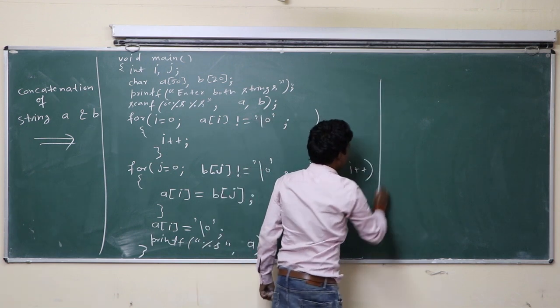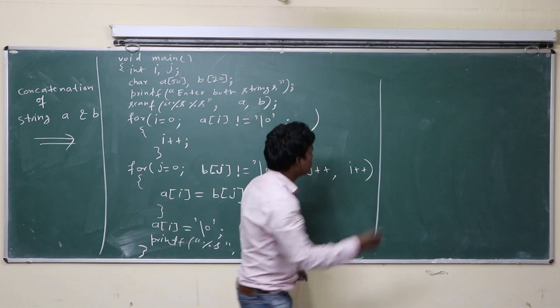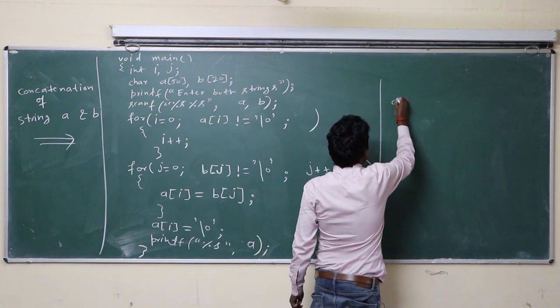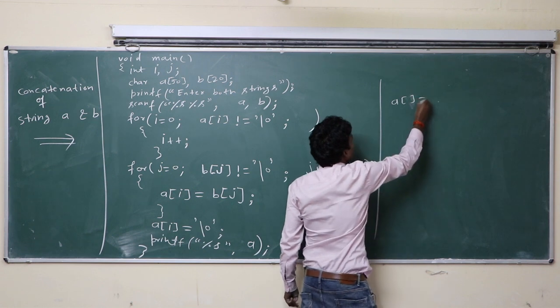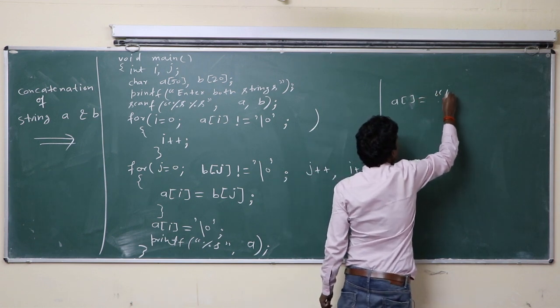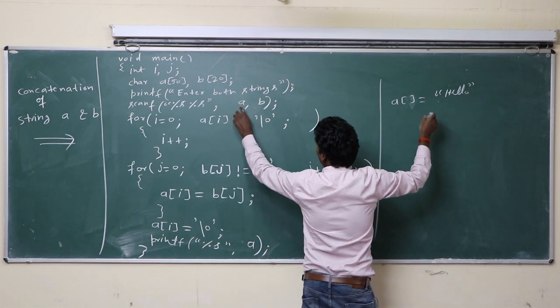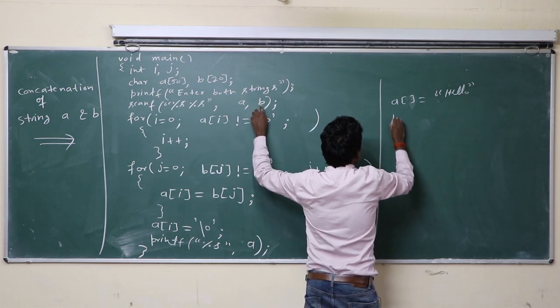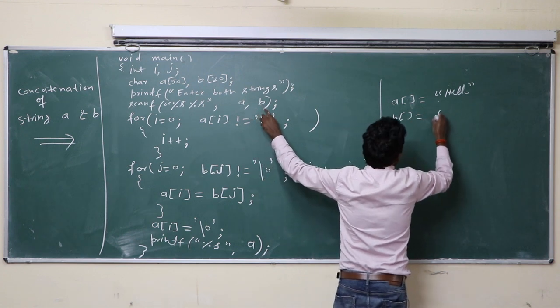Basically class, suppose you enter, suppose in string A you have input hello, and in B you have input friend.